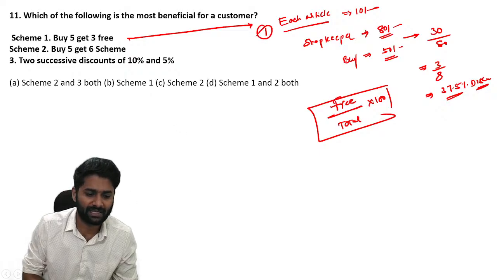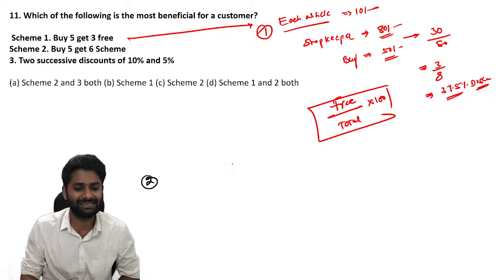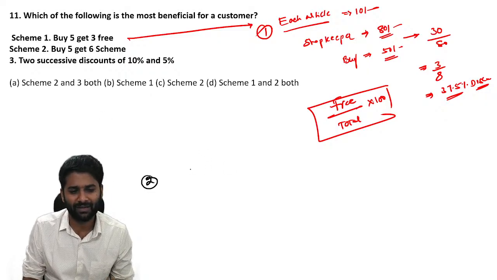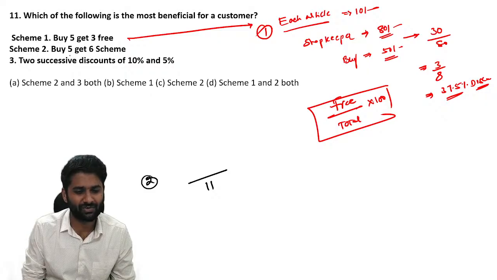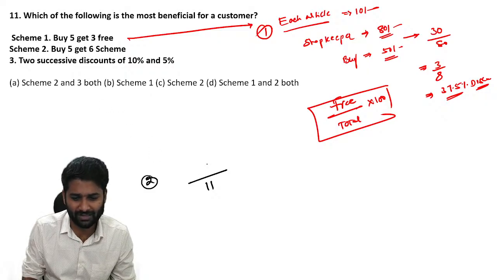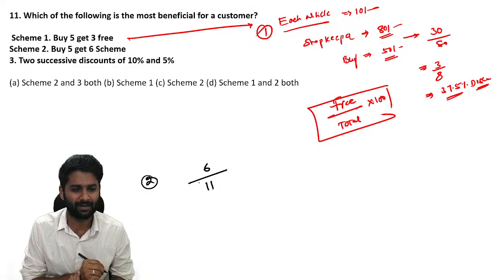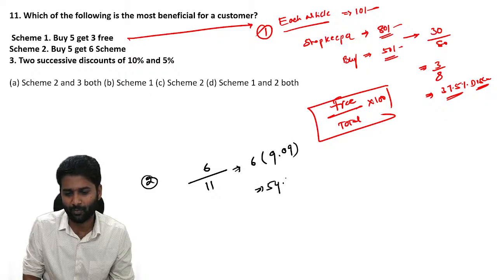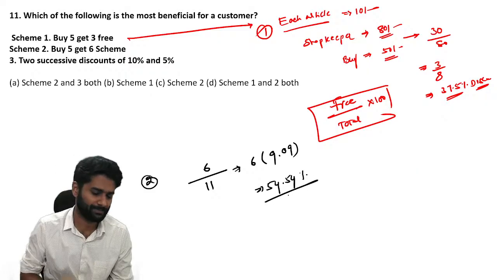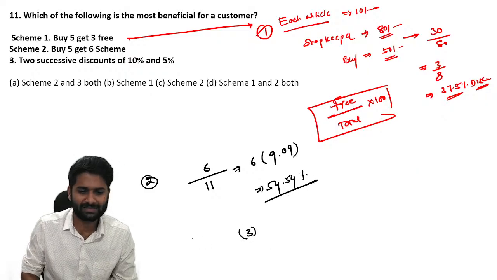So let's go through the second one. If you buy 5, you will get 6 articles free. Means how many articles are there in total? 11 articles. So how many articles did you get free? Six. Right? So how much discount you got means 6 by 11. So 1 by 11 is 9.09, so 54.54 percent discount. And the third one, successive discount.